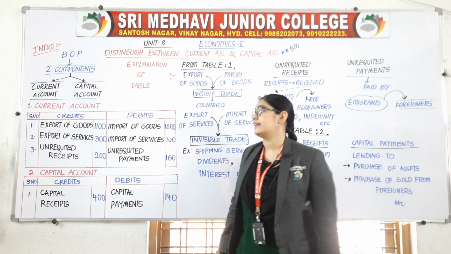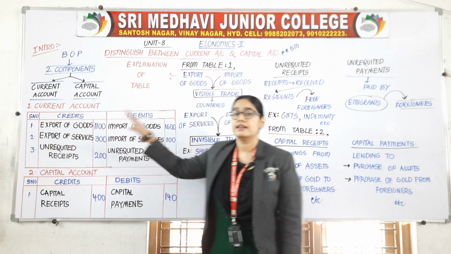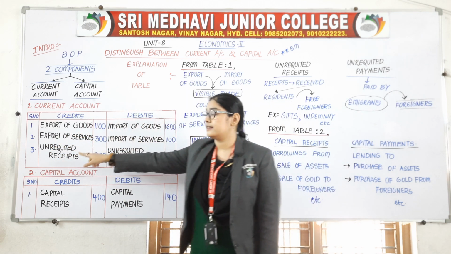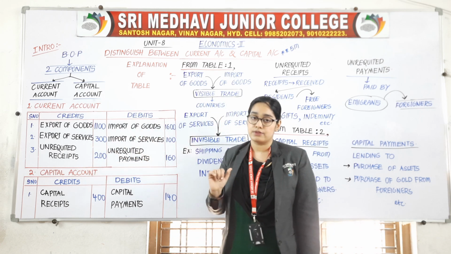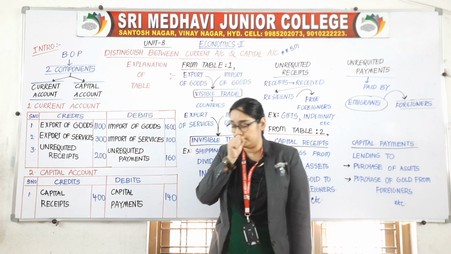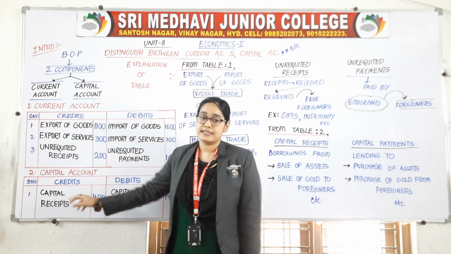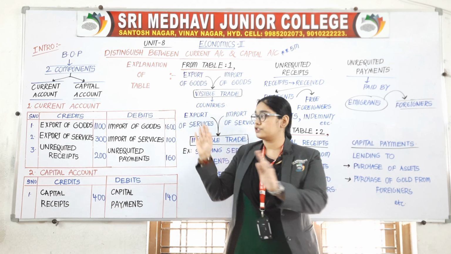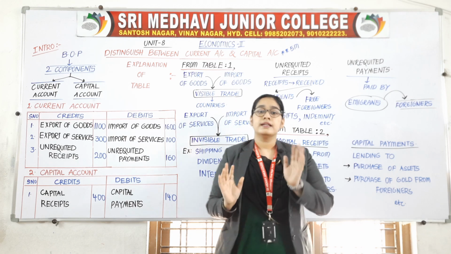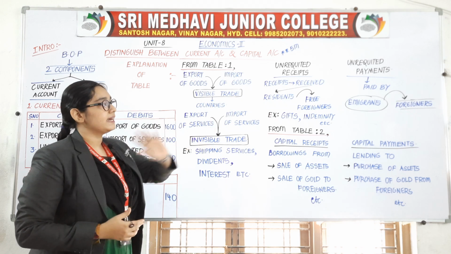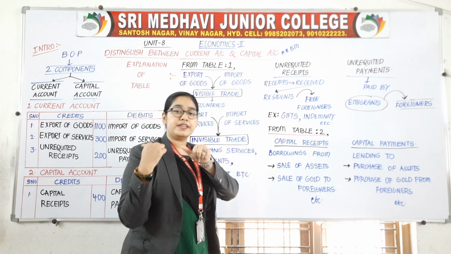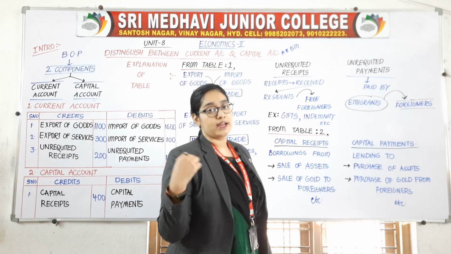So the two tables are very easy. Here export is there, here import is there, here receipts are there, here payments are there. In the current account, and under the capital account, the same: capital receipts, capital payments. So table 1 and 2 are done. Now coming to this side, this complete side is the explanation of these two tables, table 1 and 2.